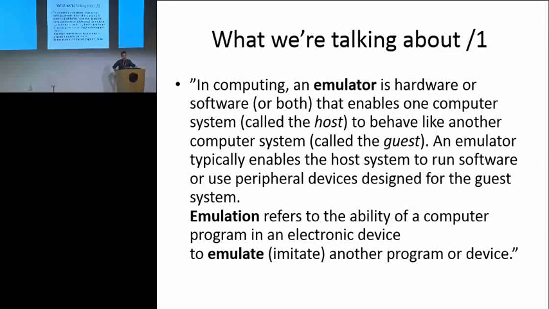And in particular, the universal Turing machine maybe is the first example of an emulator, because you give to the universal Turing machine an encoded form of another Turing machine, and the universal Turing machine emulates, behaves like the given input. So maybe it's the first example of an emulator.